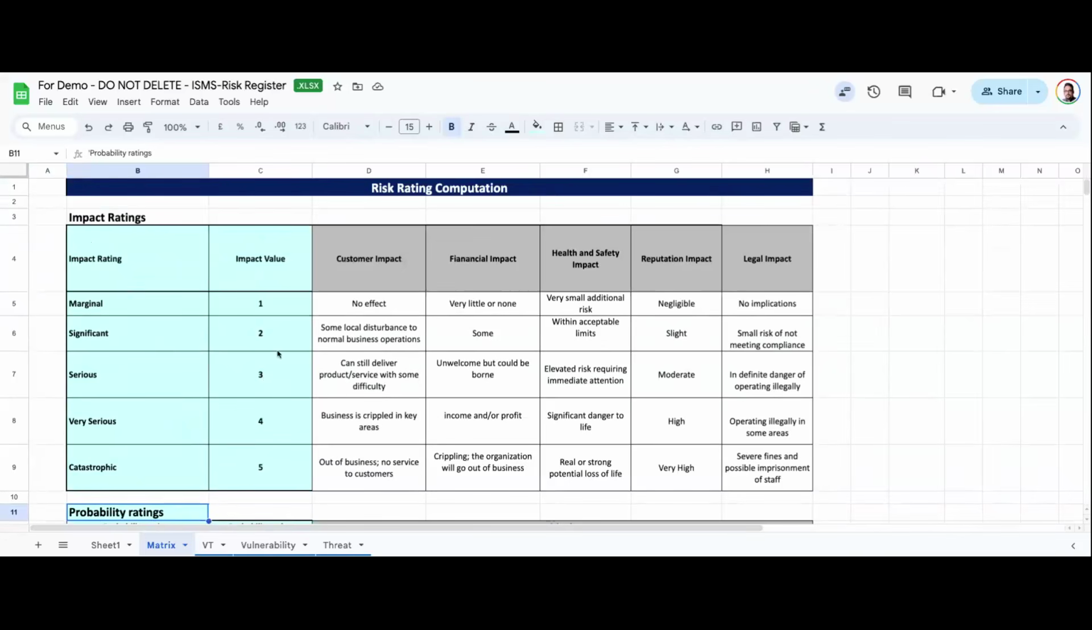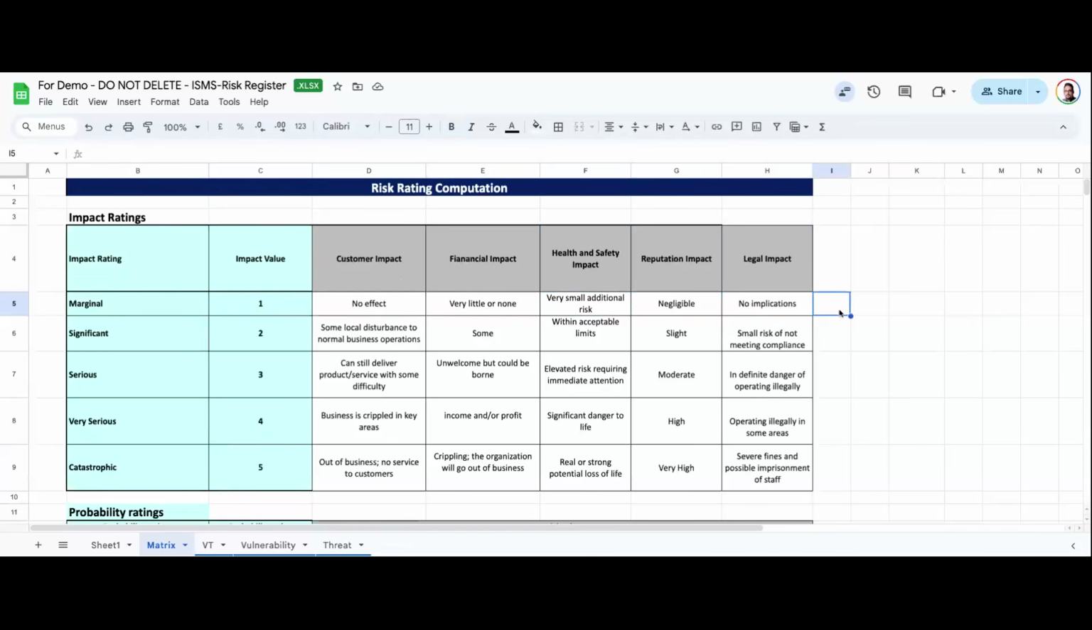Now, let's understand what the value of one denotes and what the value of five denotes. So, one means marginal, very less impact. If we talk about customer impact, it would be no loss of customer. There is no effect at all. In terms of financial impact, there is very little or none. In health and safety, again a very small additional risk. Reputational impact is negligible, and legal impact has no implication.